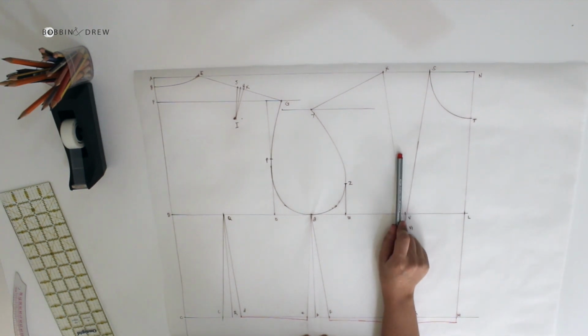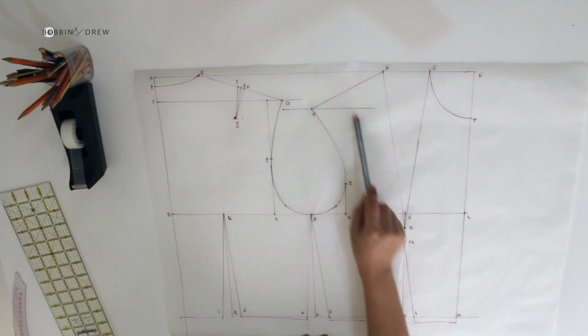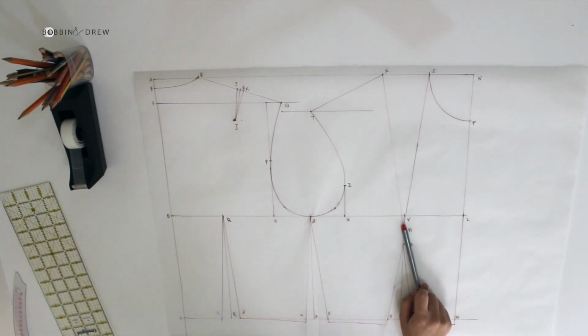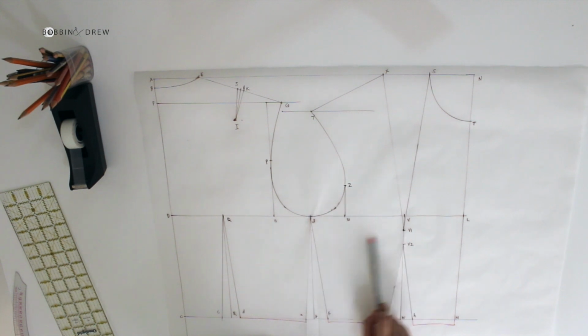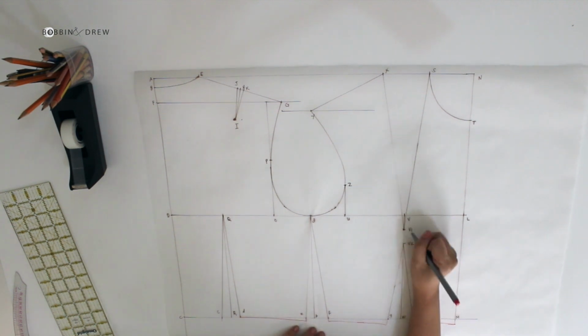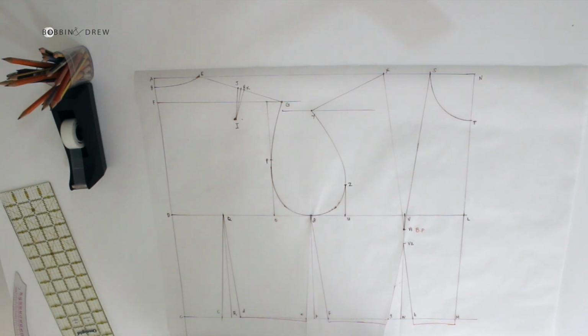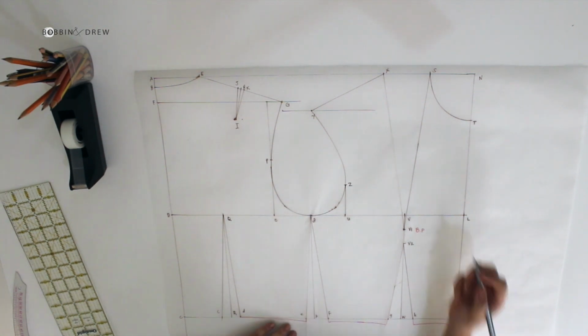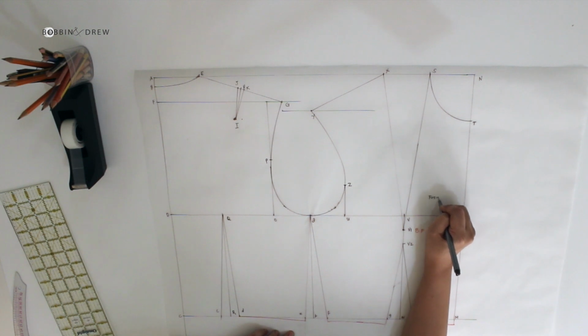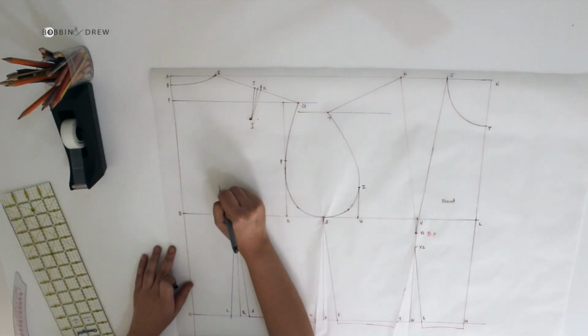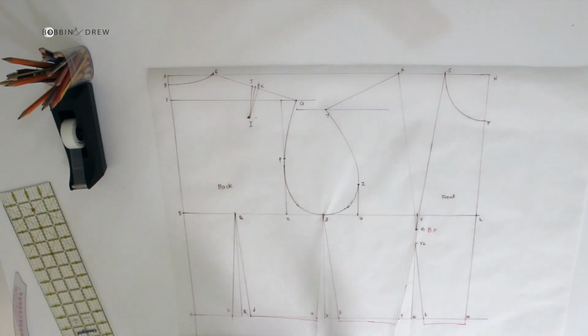This existing dart can always be manipulated to the mid-shoulder or to the side seam. And this is how you draft a close-fitting bodice block using a standard measurement for sizes 6 to 12.